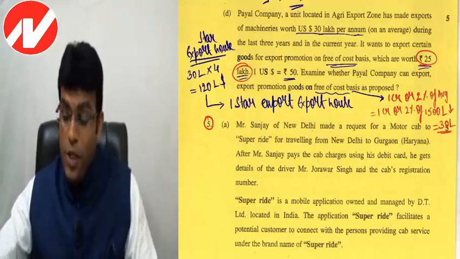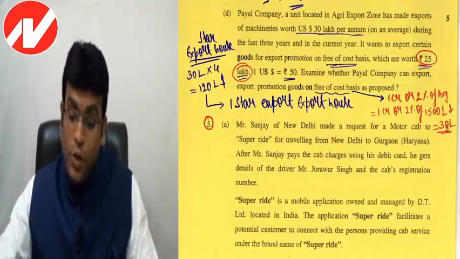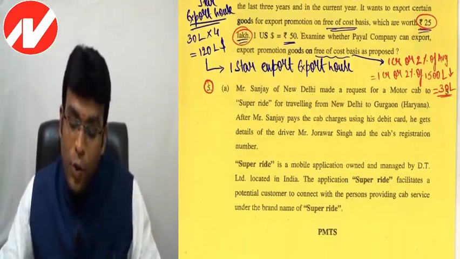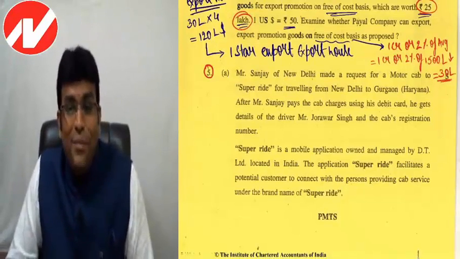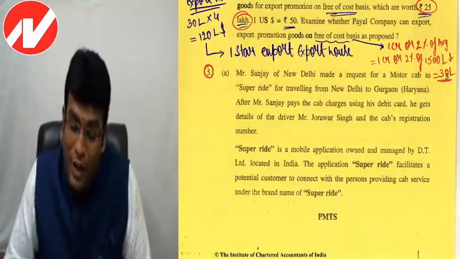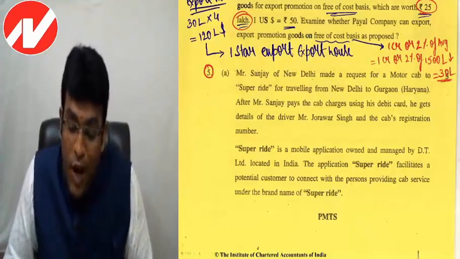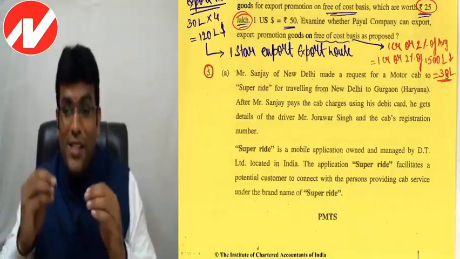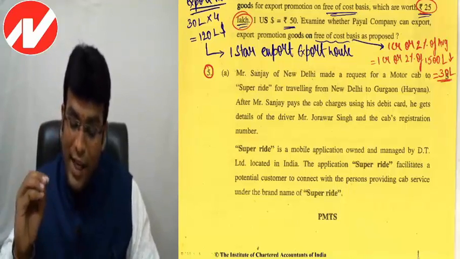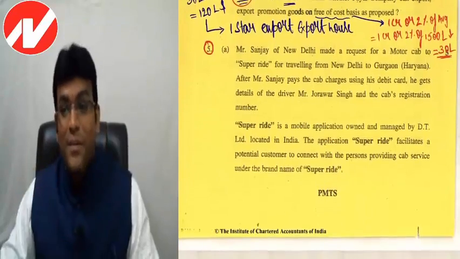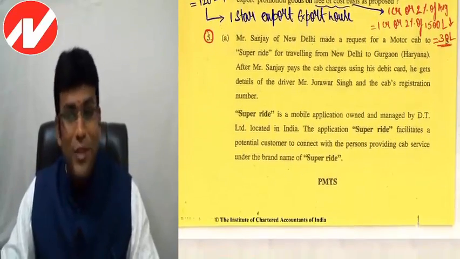Let's look at question number 5, my dear friends. Come on, see that question. Mr. Sanjay of New Delhi made a request for motor cab to Super Ride, that is something like Ola or Uber, for traveling from New Delhi to Gurgaon, Haryana. After Mr. Sanjay pays the cab charges using his debit card, he gets the details of the driver, Mr. Joravar Singh, and the cab registration number, obviously.